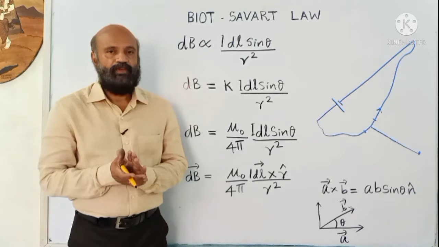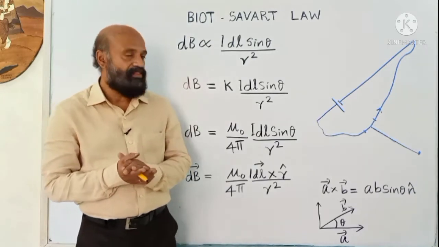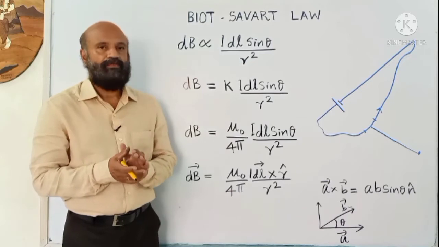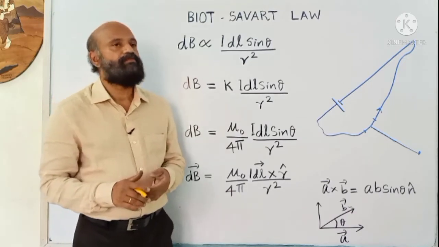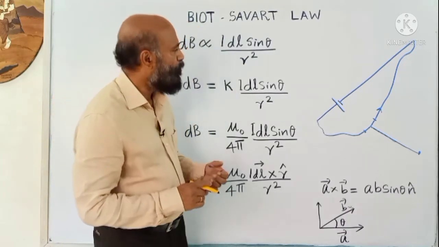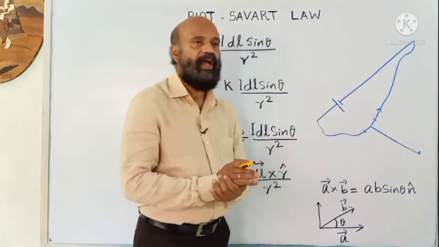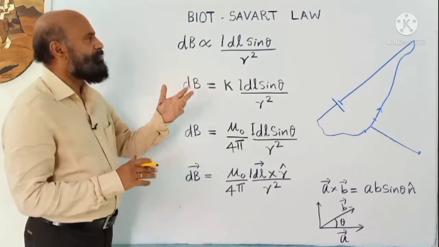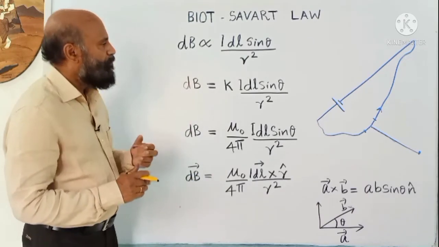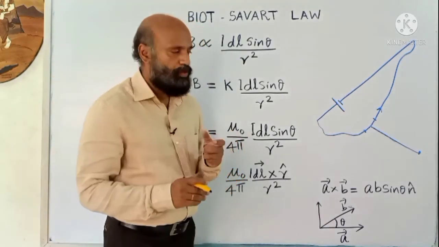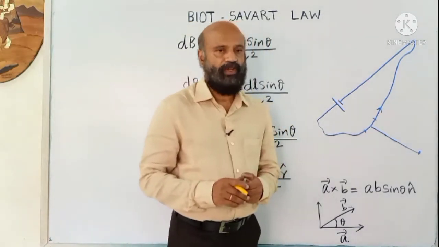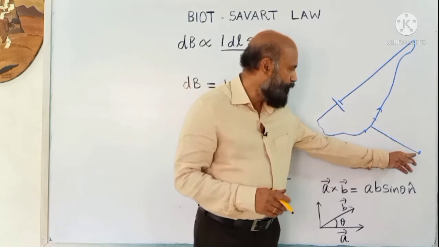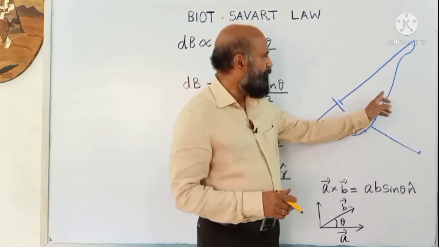Magnetic effects of electric current I explained in my last video. After the discovery of magnetic effects of a current carrying conductor by Hans Christian Ørsted, Biot and Savart gave a law to determine the magnitude of the magnetic field at a point due to a current carrying conductor.